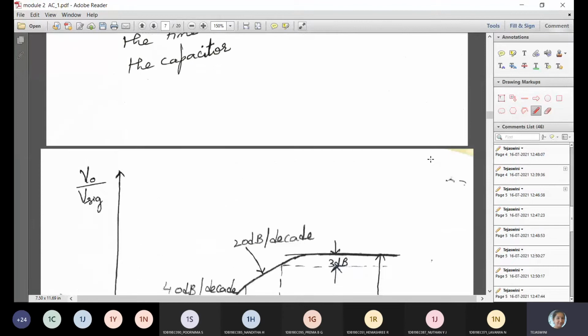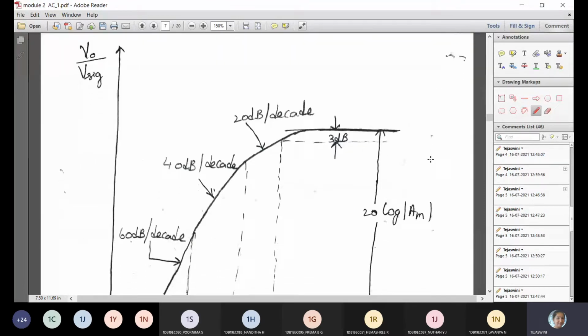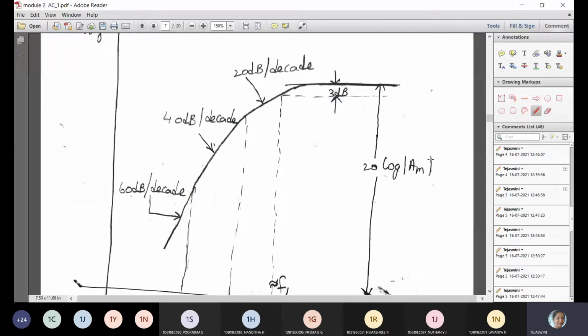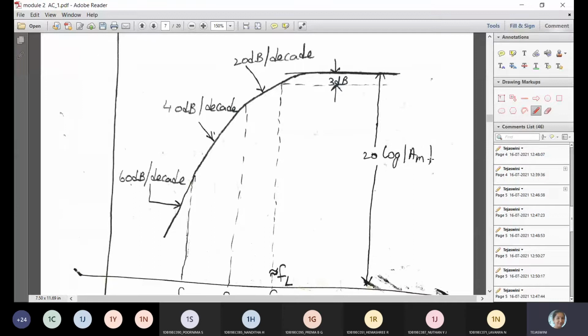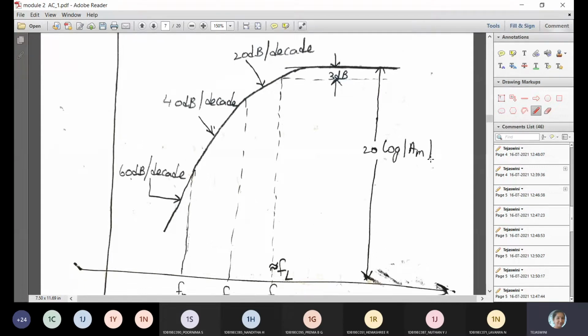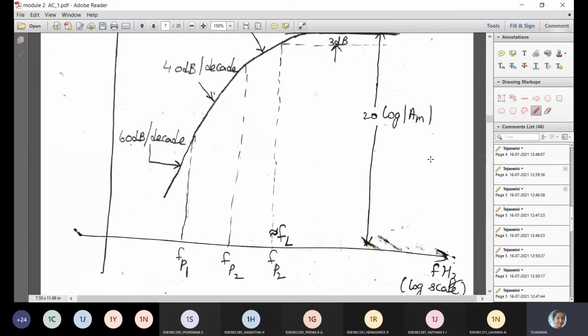Next, this is the characteristic of gain versus frequency. Here you have 3 poles, each of 20 dB: 20 plus another 20 plus 20. So totally for 3 poles, each of 20 dB, it is 60 dB per decade. And FL will be the highest breakover frequency, that is FP2 always.